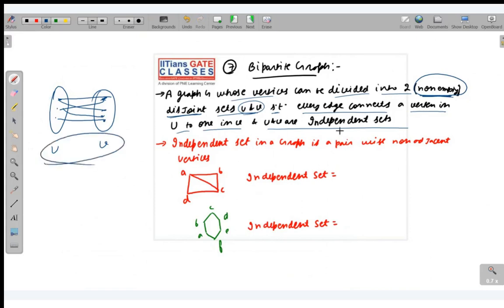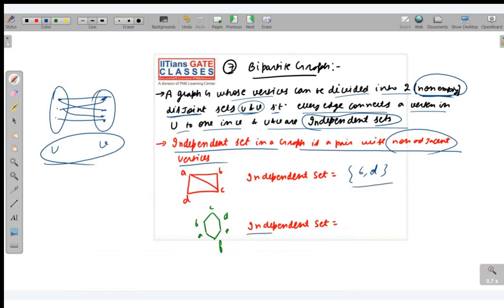So I will give you an idea of what an independent set is. An independent set in a graph is a set of pairwise non-adjacent vertices. Don't worry, you will get it. For example, in this graph, what is the independent set? AC is not independent. You just take pairwise non-adjacent vertices. AB has an edge, AC has an edge, AD has an edge, BC has an edge. So what is left which does not have an edge? BD. So BD is an independent set.